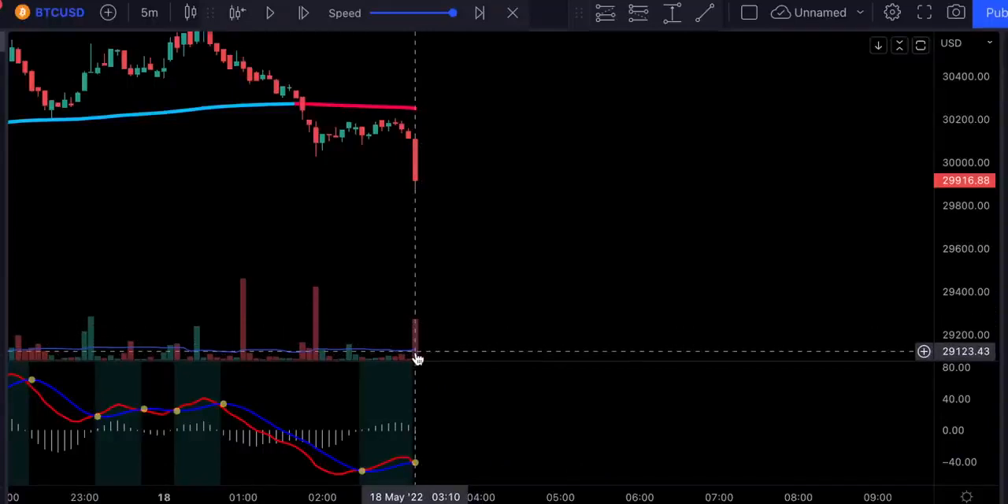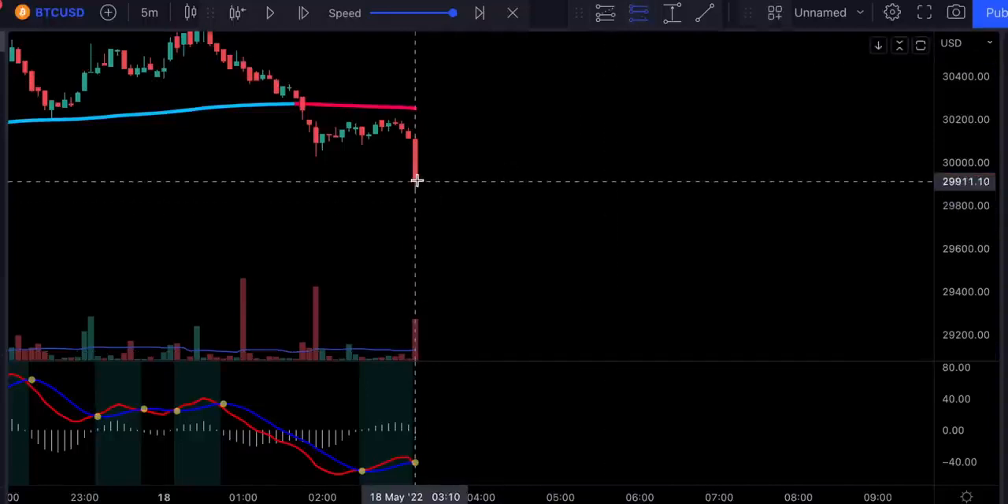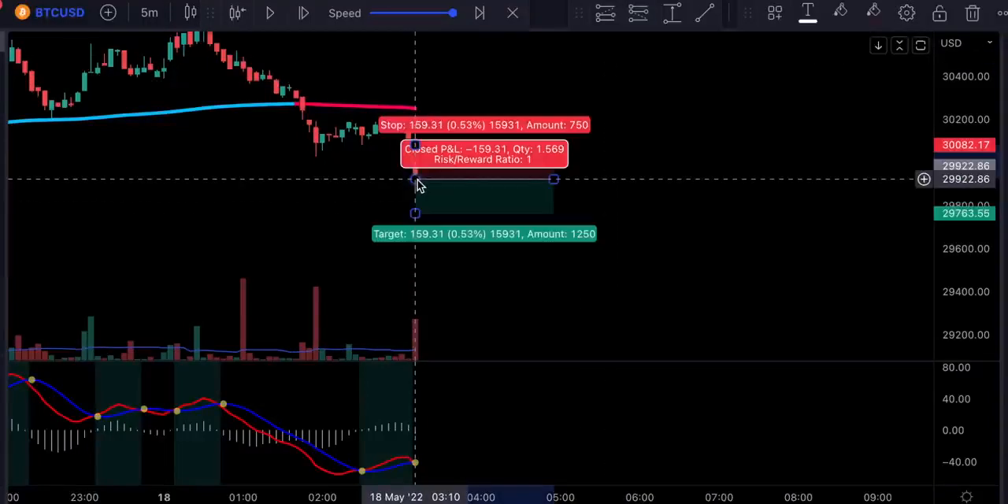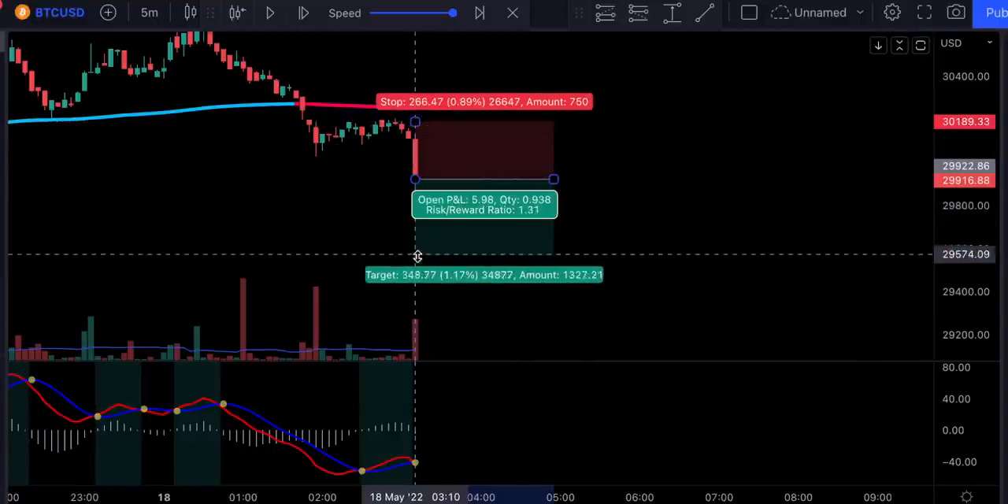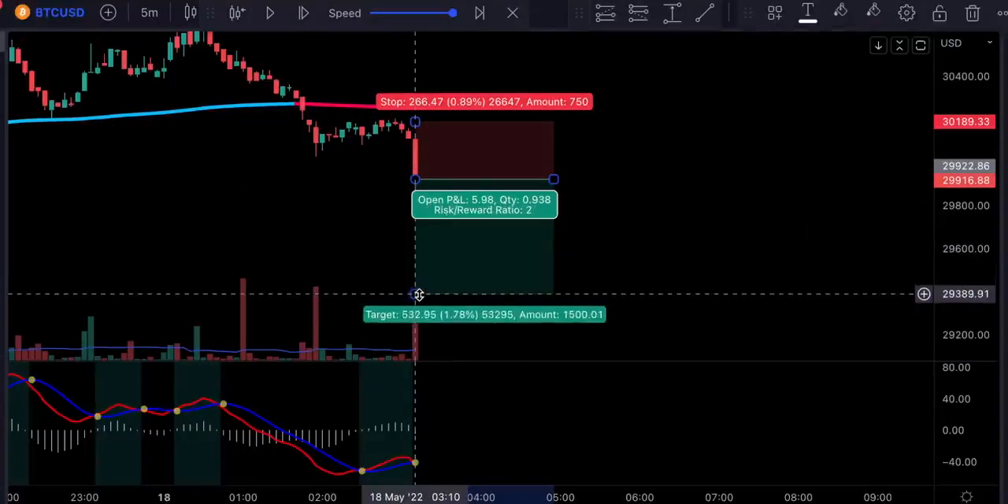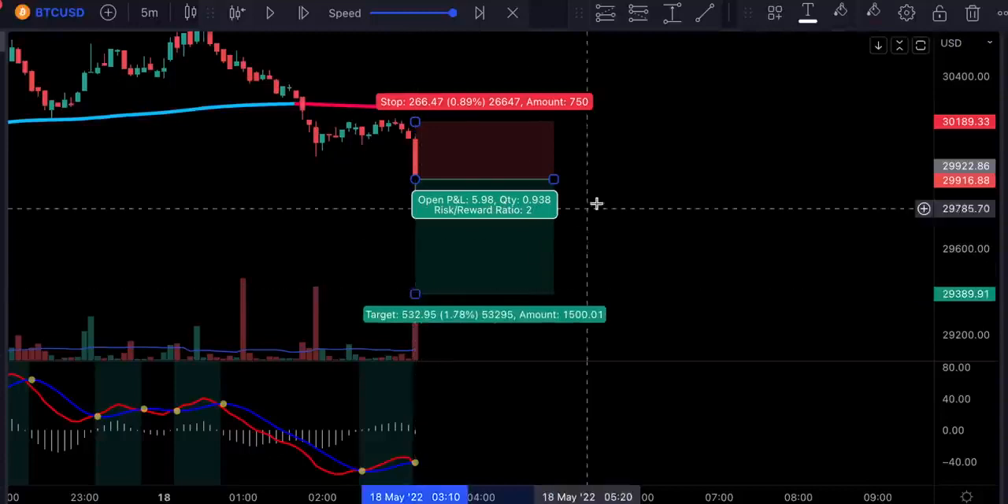So now we will go ahead and place a sell order. We will set our stop loss at the recent swing high. And we will be targeting 2 times the risk.